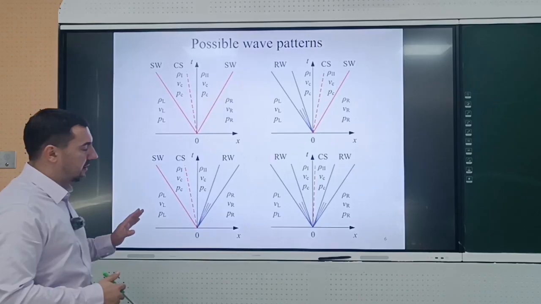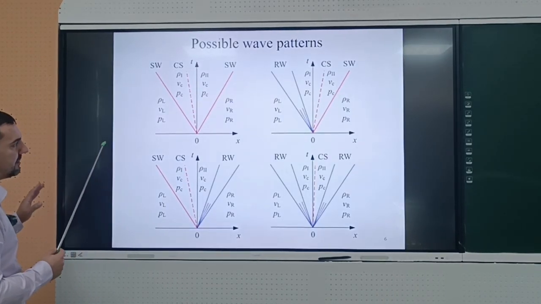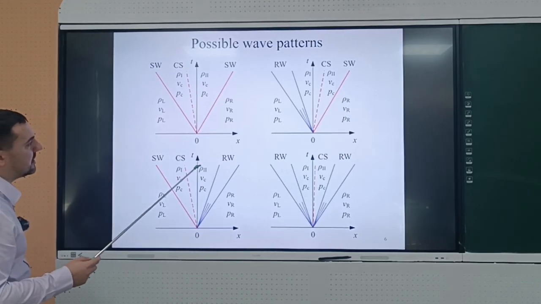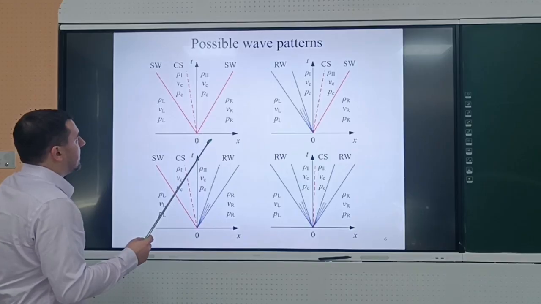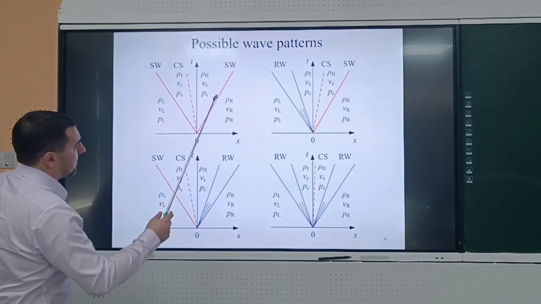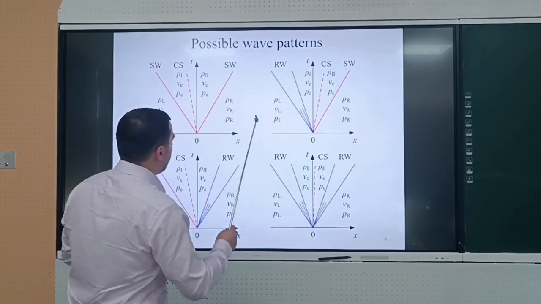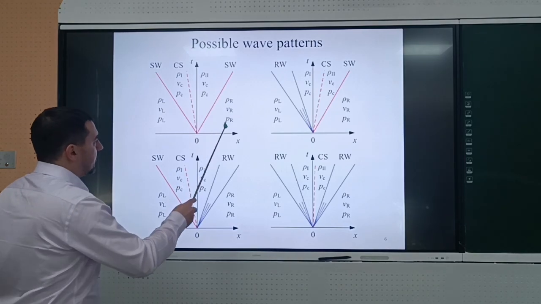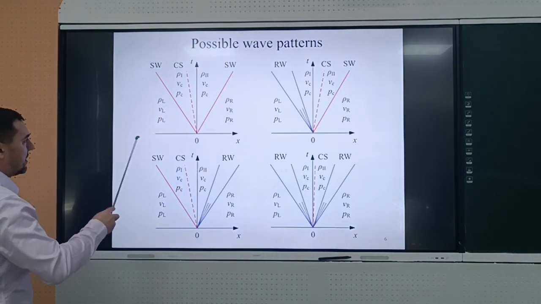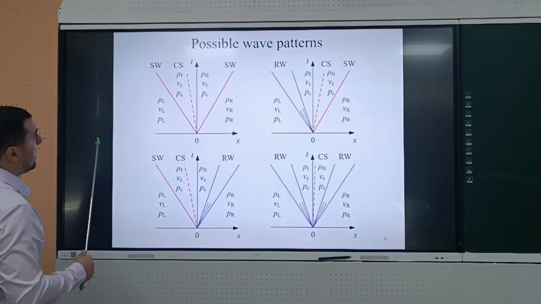Okay, now we should introduce the indices and variables that we need for further analysis. I explained you these pictures, but now we need the notation. So subscript R corresponds to parameters that were initially to the right of the discontinuity: velocity, density, and pressure. Subscript L corresponds to parameters for the gas that was initially to the left of the discontinuity.